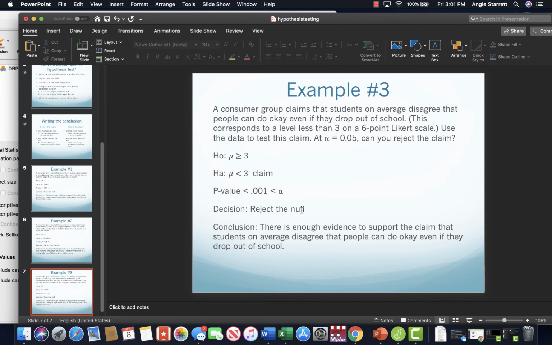We reject the null. So there is enough evidence to support the claim that students on average disagree that people can do okay even if they drop out of school. This is wonderful news for school value and preventing dropout. This is just a few of the things you can do with some of the survey data that you're collecting when it comes to one sample hypothesis testing. Hopefully this is giving you some ideas.